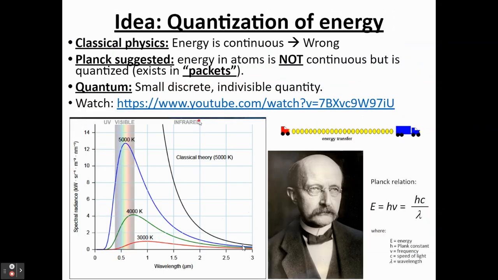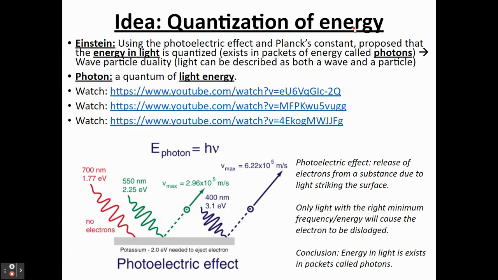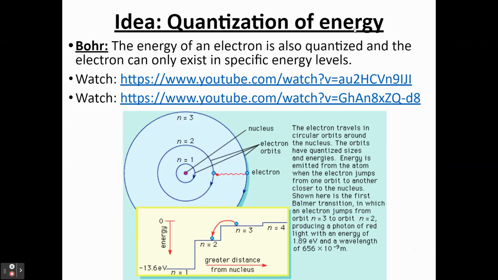So in the next video, we're going to take a look at Planck's idea of the quantization of energy to modern physics. We'll take a look at Einstein's experiment with the photoelectric effect and how we applied Planck's idea to light. And then we're going to take a look at how those two ideas plus the atomic spectra came into play to develop Bohr's model of the atom.